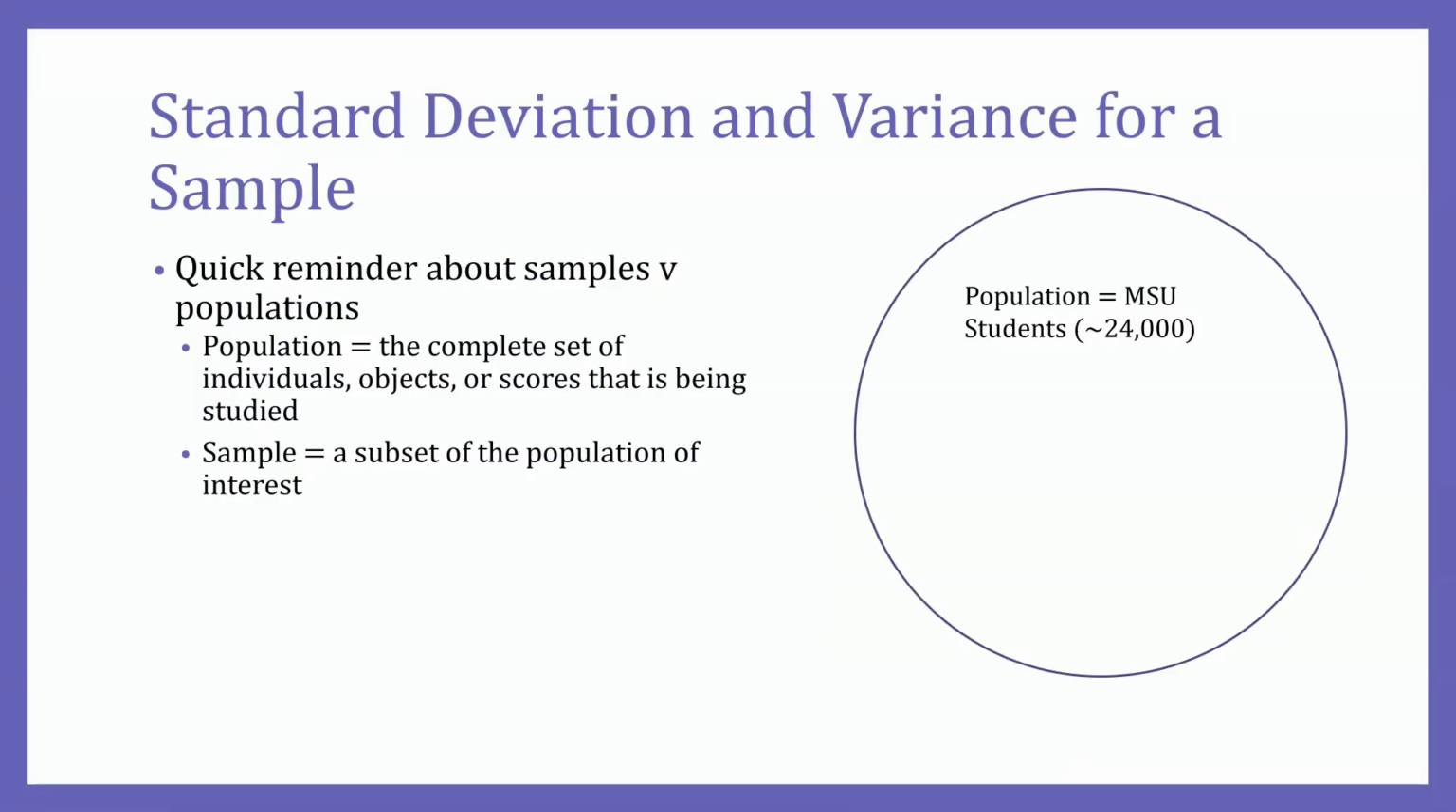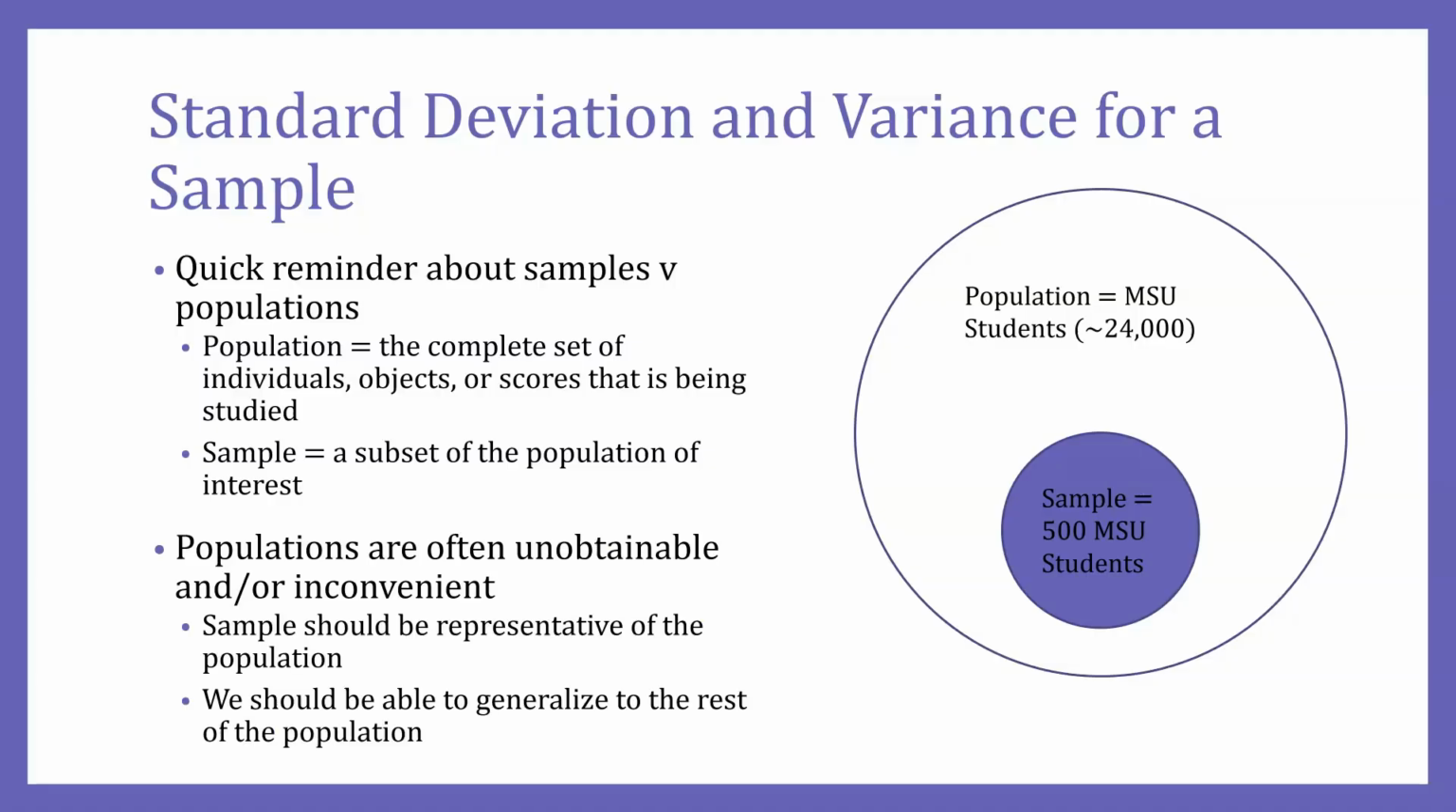So for instance, if we were studying Missouri State students, we have about 24,000. If we were to study the population, we would be looking at all 24,000 students. Or we could be looking at a sample. A sample is simply a subset of the population of interest. So instead of getting everybody, I would take a subset, say about 500 Missouri State students, and I would collect data from them and assume that they represent the entire population.